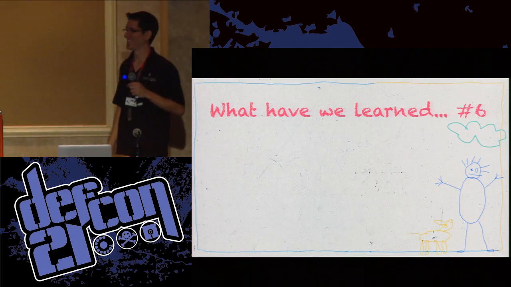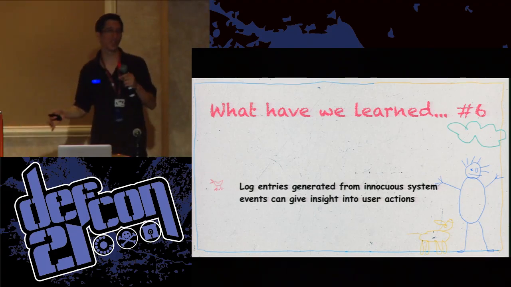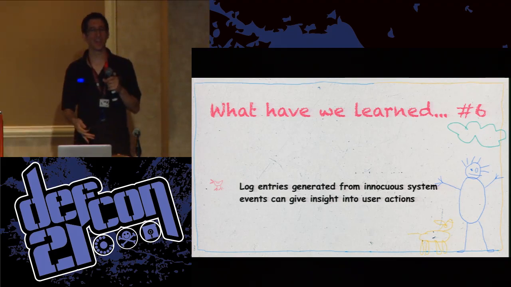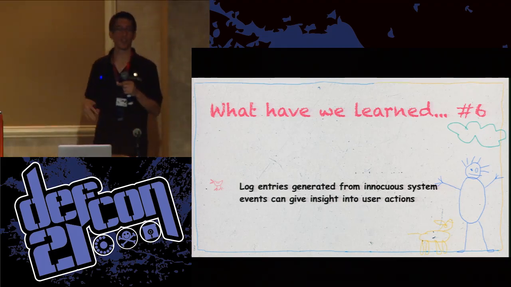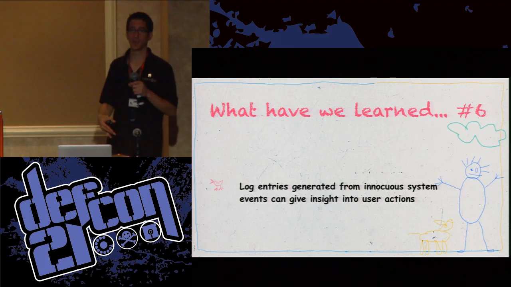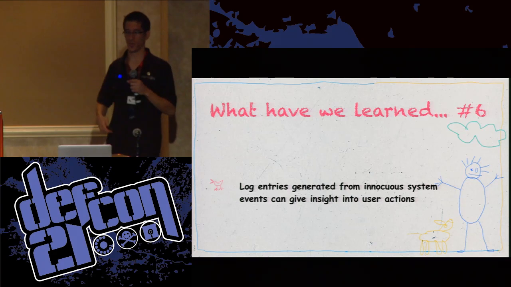Yeah. What have we learned, Michael? Well, what have we learned? Log entries that are created by innocuous system events can give insight into user actions. Now, he didn't map his printer. The system did it automatically. So sometimes just looking at what the system is doing can tell you what the user was doing.